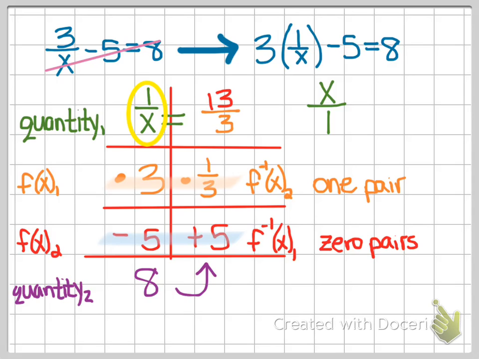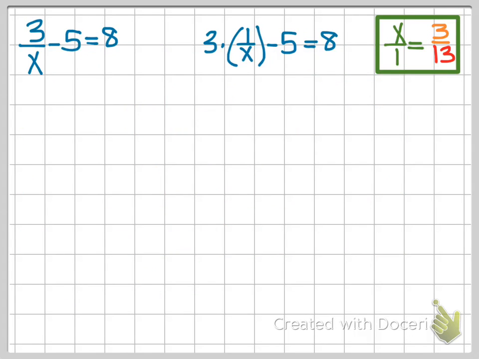So I'm going to apply the reciprocal to the inverse. 1 over x and x over 1 are reciprocals of each other. They themselves are multiplicative inverses. So if I apply the multiplicative inverse to 1 over x, I'm going to apply it to the solution as well. 13/3 becomes 3/13. So the value of x and the solution of my equation is 3/13.